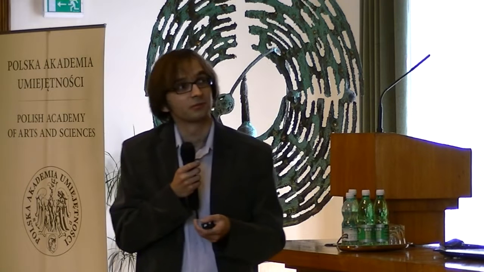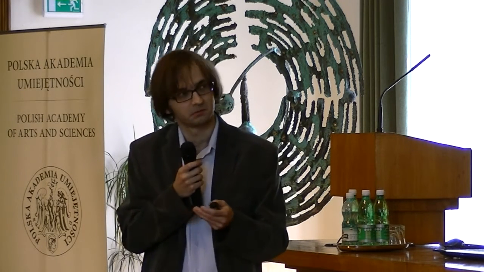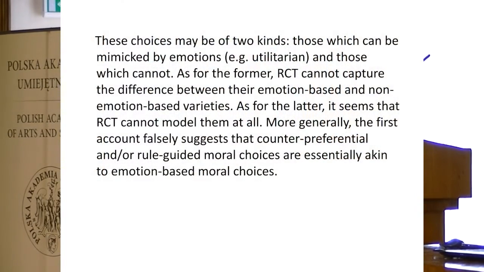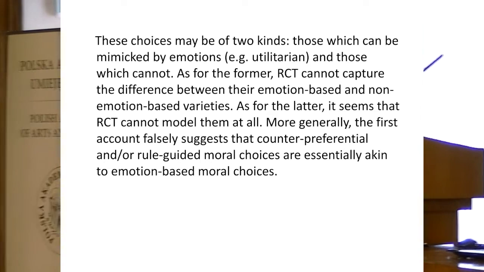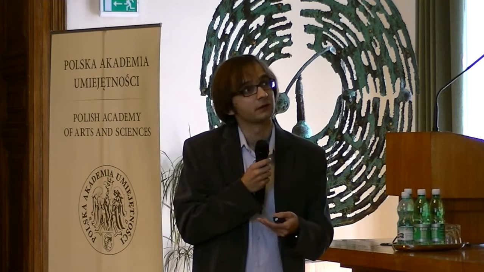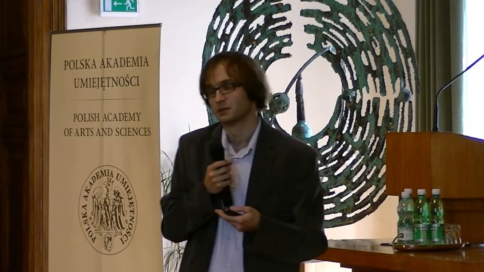So these two notions are not identical. One may perhaps speculate that rule-guided choices are always counter-preferential choices, but of course it may be questioned as too hasty a generalization. And those choices which cannot be adequately described by rational choice theory may be of two kinds. Those which can be mimicked by emotions, for instance utilitarian choices, because we have two ways of interpreting utilitarian behavior, as propelled by utilitarian emotions, a special form of altruistic emotions. And on the other hand, we have those choices which cannot be mimicked in this way.